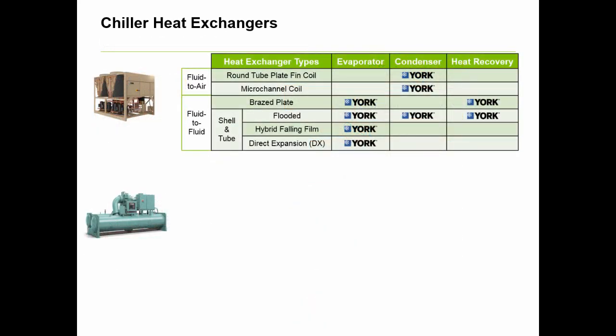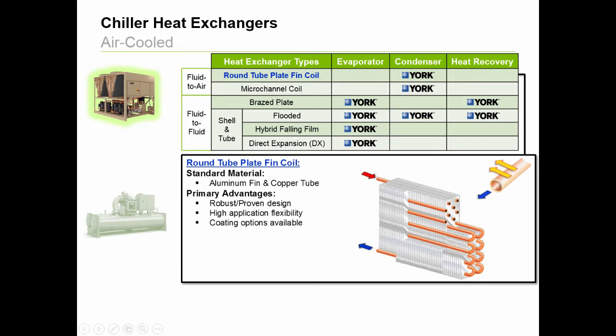Keep this in mind as we discuss the heat exchanger types used in York chillers for evaporating, condensing, and heat recovery duties. First, we have the round tube plate fin coil, used for refrigerant condensing with small air-cooled scroll chillers and air-cooled heat pumps, not to mention several other York applications with rooftops and residential units. This heat exchanger type, commonly shortened to tube and fin, has been utilized by the HVAC community for decades. So how does it work?